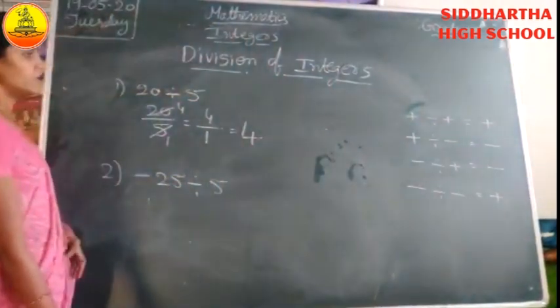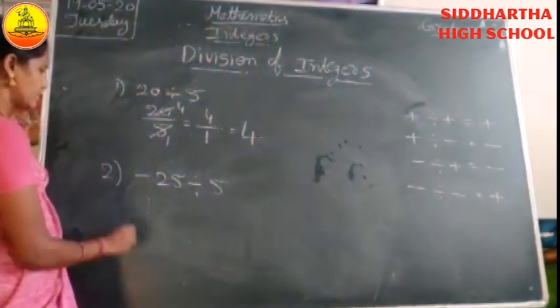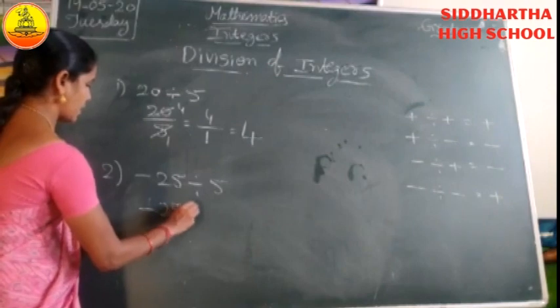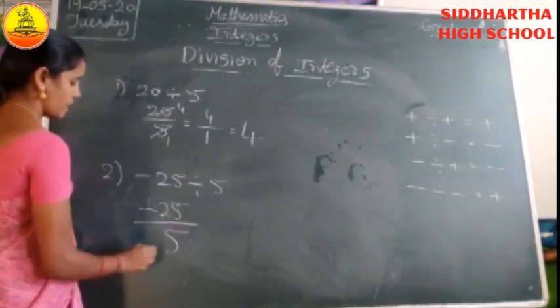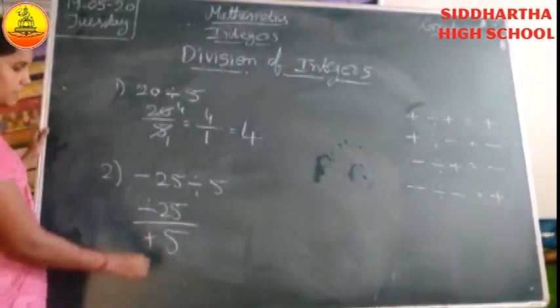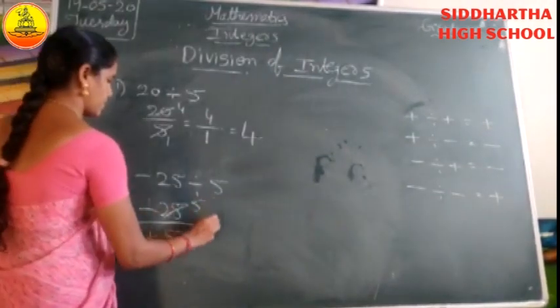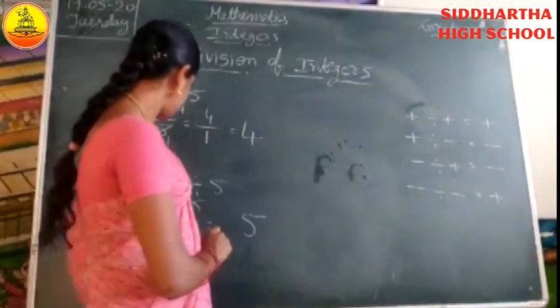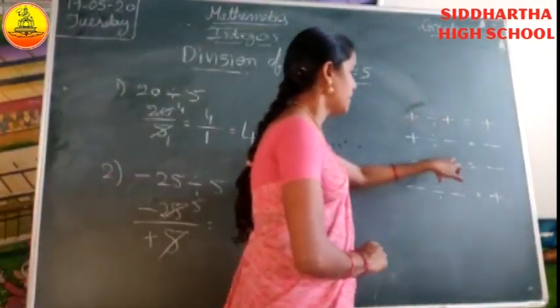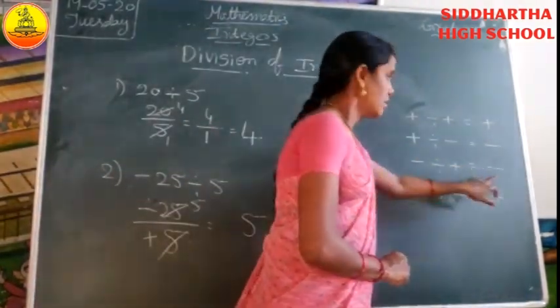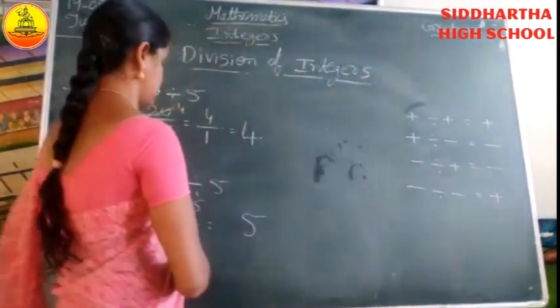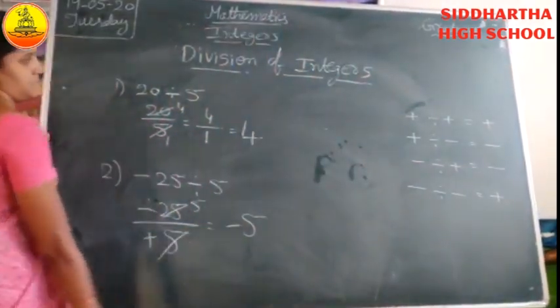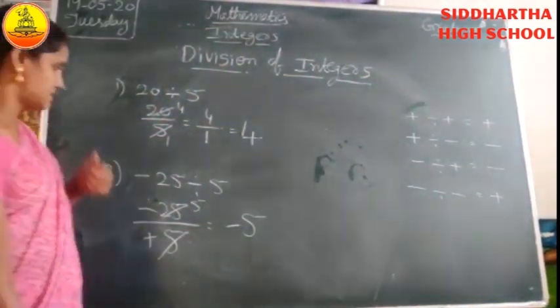Okay. So here you see minus 25 by 5. 5 is a positive integer. How much? 5. 5. You see here minus 25 by plus 5, minus by plus. How much? Minus by plus means minus. Minus. Okay. Next.